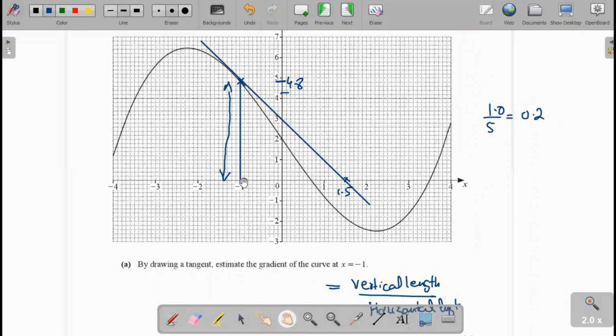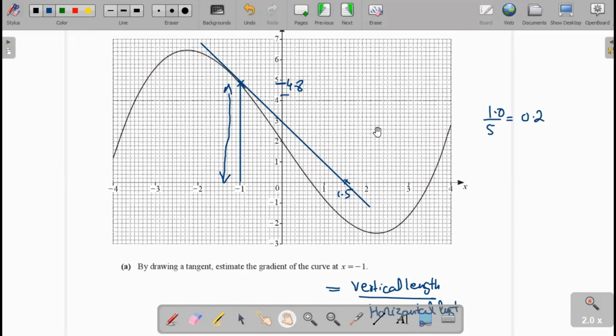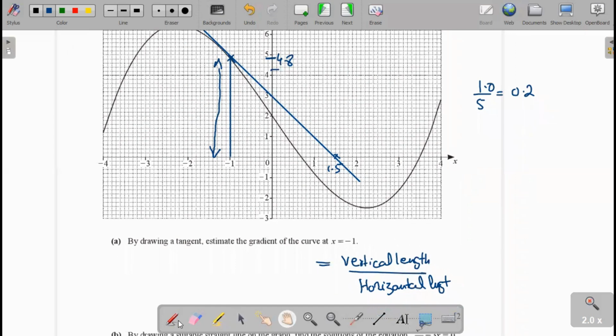We see that this line goes from left to right downward, therefore the gradient is negative. When the slope of the line from left to right is downward, the gradient will be negative. We write it as negative, and we see that the vertical height is 4.8 over the horizontal length. This is 1 unit, 2 units, and 2.5, so this length is 0.5, giving 2.5.